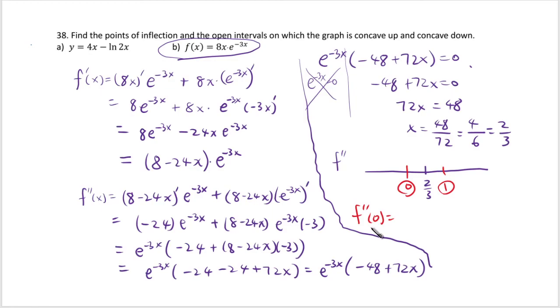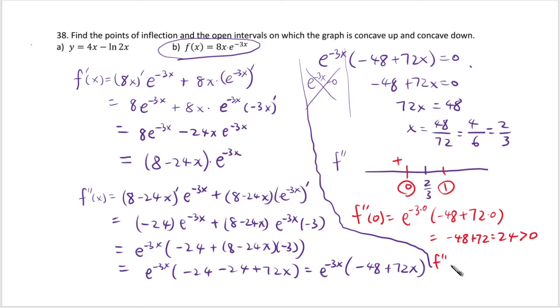Okay, so this is our f double prime. What do I get if I evaluate f double prime of 0? This is e to the negative 3 times 0, times negative 48 plus 72 times 0. E to the 0th power is 1. So you end up with negative 48 plus 72, which is, let's see, 24, right? And that's positive.